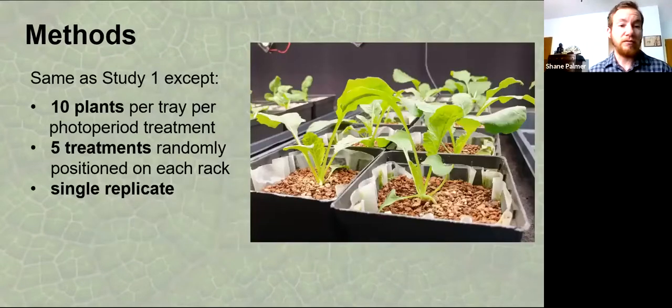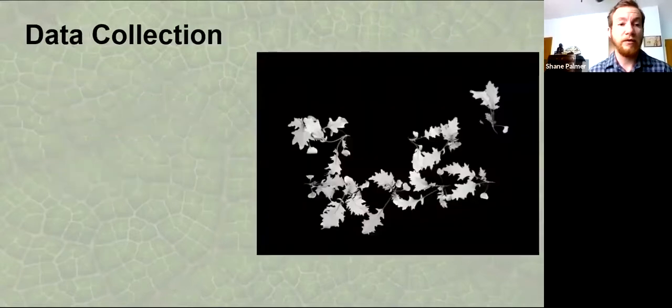So this is, like I said, very similar to the prior study, but I had a slightly lower planting density or potting density here. I only did 10 plants per tray instead of 15 to give them a little more space so they weren't so crowded. And this was 5 photoperiod treatments, randomly positioned on each rack. I only ran this as a single replicate, although I had 3 blocks.